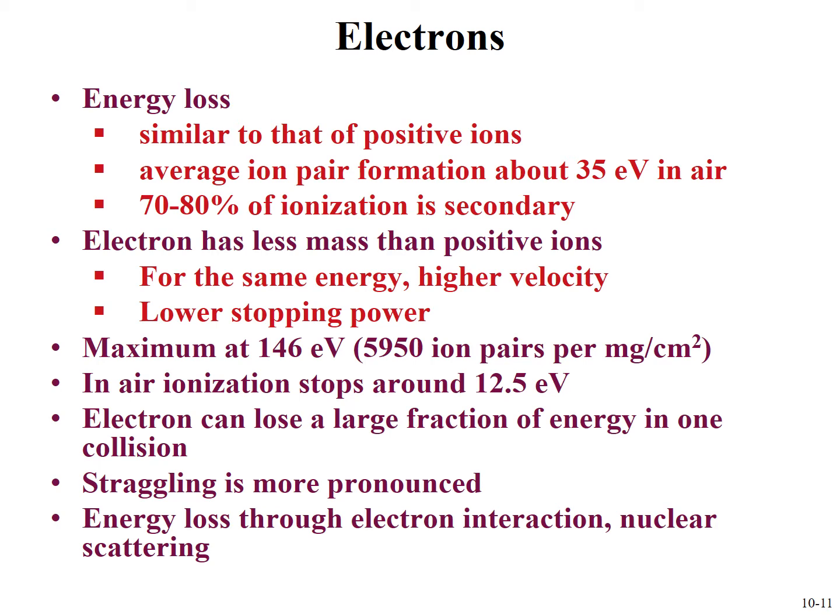At a maximum of around 150 electron volts, you get close to 6,000 ion pairs per milligrams per centimeter squared. In air, this ionization stops around 12.5 electron volts. So once you get down to that energy, the electrons are going to stop. Electrons can lose a large fraction of their energy in one collision because of the mass differences. And unlike the charged particles that we looked at before, the protons or alphas, the straggling is much more pronounced. For electrons, their energy loss is going to occur through interactions with electrons or nuclear scattering.